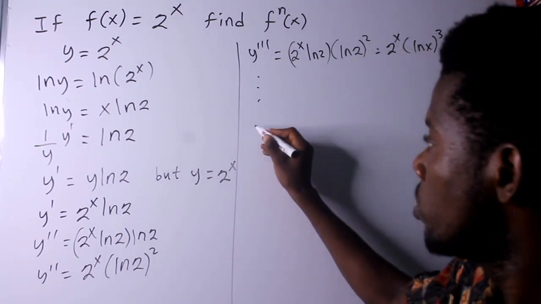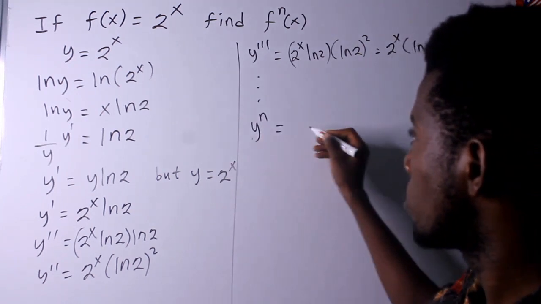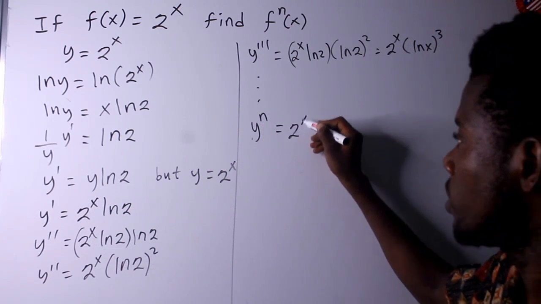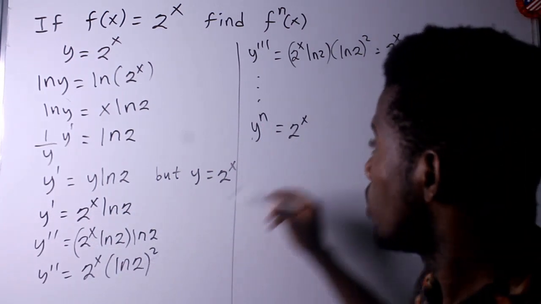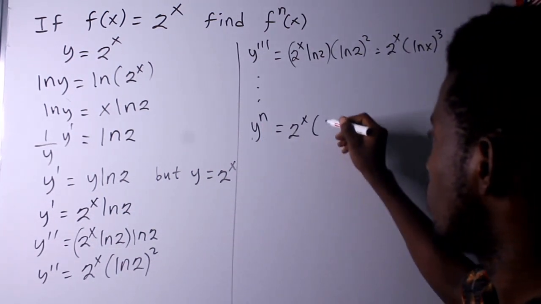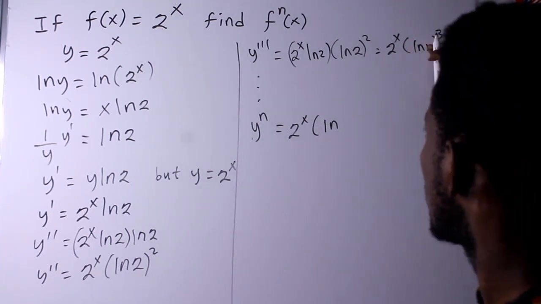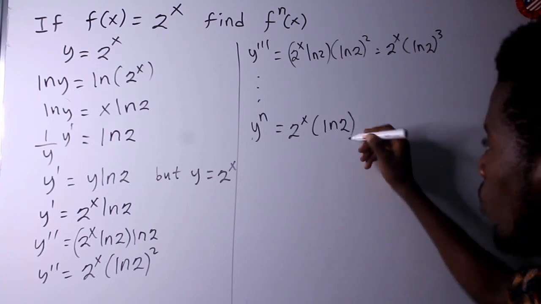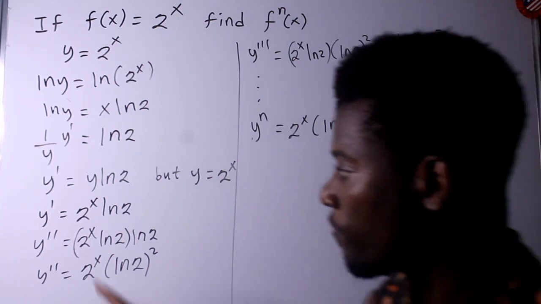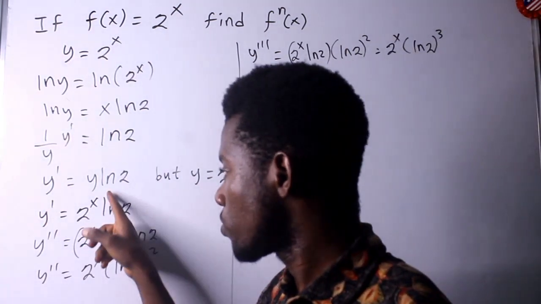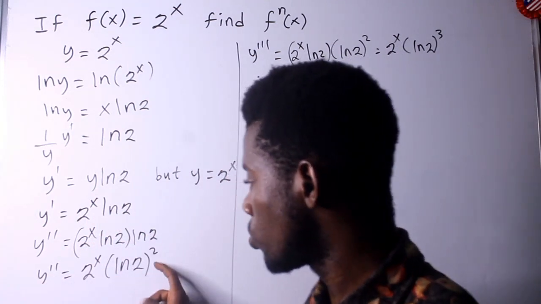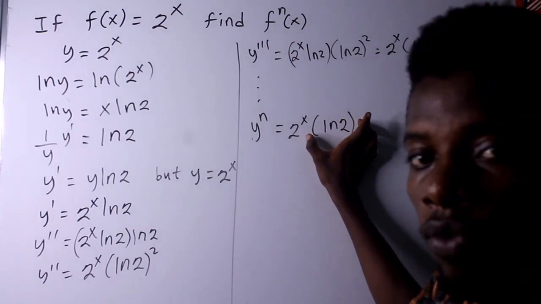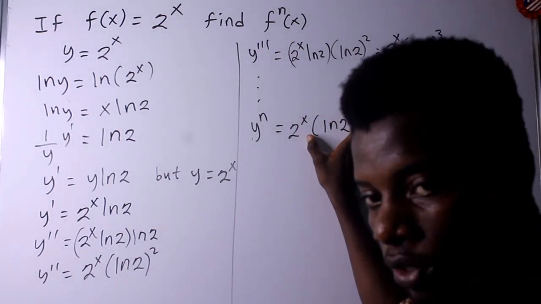Therefore, I can conclude that for the nth derivative of this function, since 2 raised to the power of x is constant in all of the derivatives, I'll have 2 raised to the power of x. Since the ln is constant in all the derivatives, I'll have the ln of 2. And then it is raised to a power. For the first derivative, the power is 1. For the second derivative, the power is 2. For the third derivative, the power is 3. So the power of the ln of 2 will correspond to the derivative.